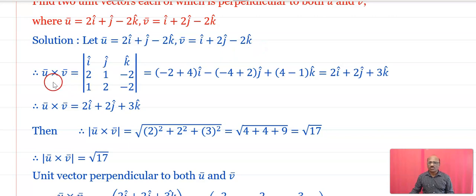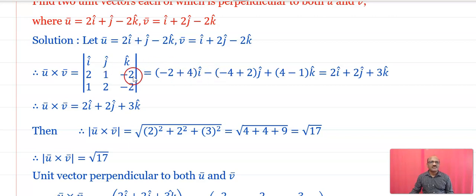We'll find out their cross product. Okay, that is i j k, their coefficients 2, 1, minus 2, 1, 2, and again minus 2. Evaluate the determinant. That is i into 1 into minus 2 minus 2 into minus 2 into 2, that is minus 4, and that minus and minus, that will become plus. This is the first one.